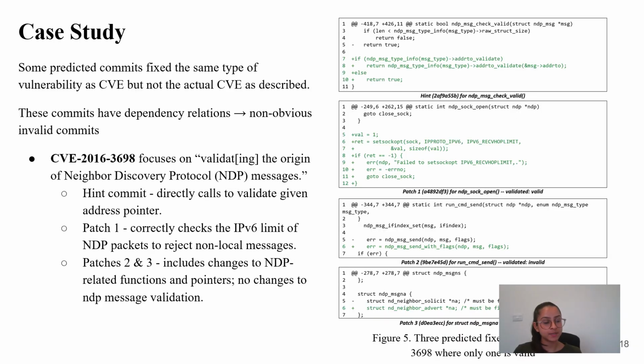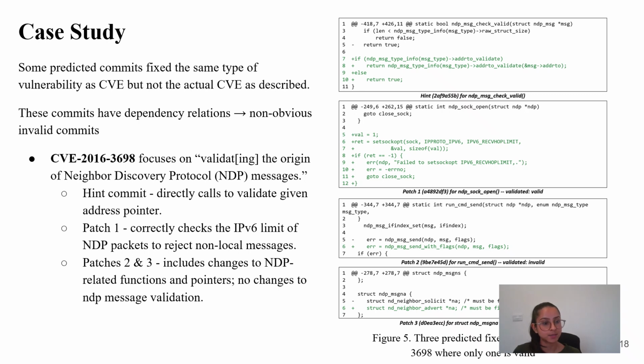After looking through the evaluation results, we found that our implementation does very well with cases where some predicted commits fix the same type of vulnerability as the CVE, but not the actual CVE as described. This is because these commits have dependency relations that include non-obvious invalid commits. What that means is some commits may seem like they fix a CVE because they have the same type of vulnerability being fixed as a CVE, but they don't actually fix that specific CVE as it's described.